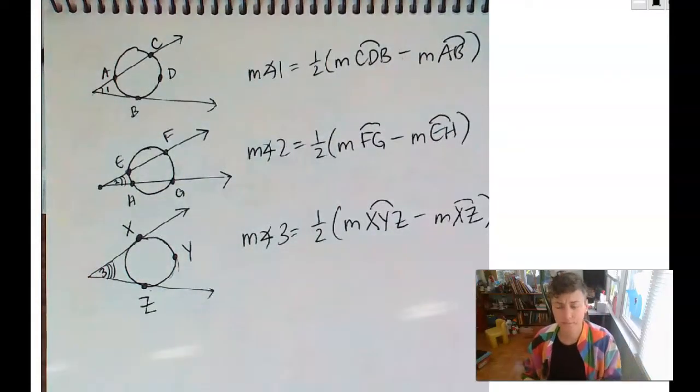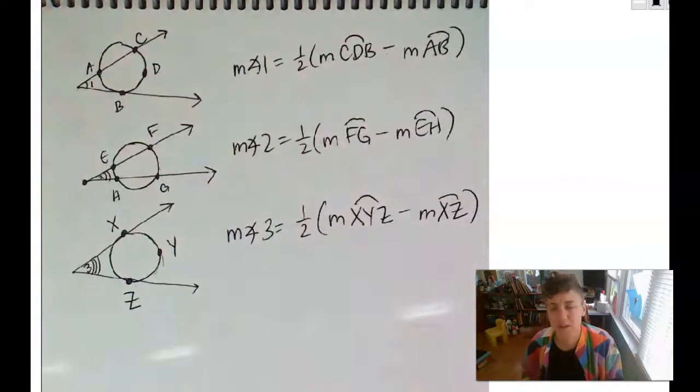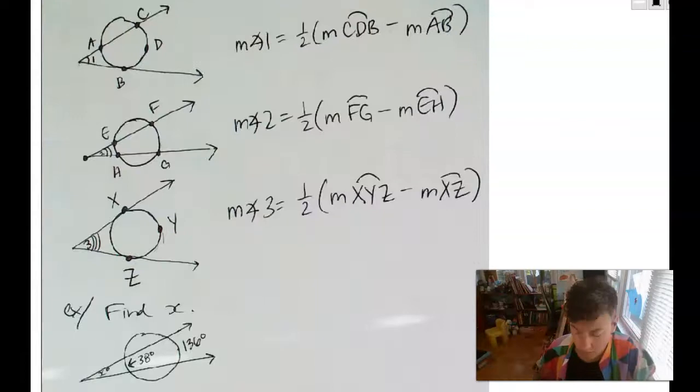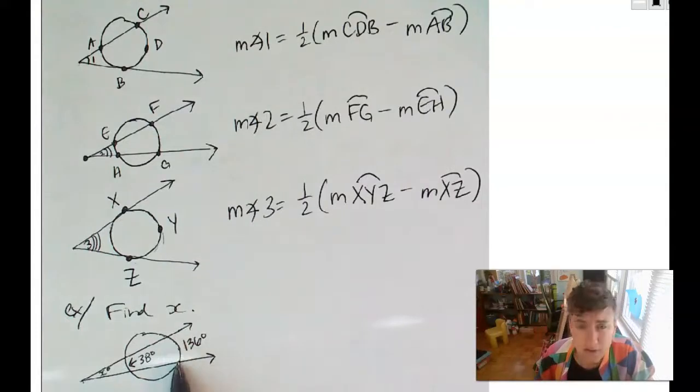Cool. Alright, I think you know what time it is. Example time. Alright, here's our first example. We have an external angle, exterior angle X, which we'll be solving for. We have an intercepted arc here that's 136 degrees. We have another intercepted arc here that's 38 degrees.